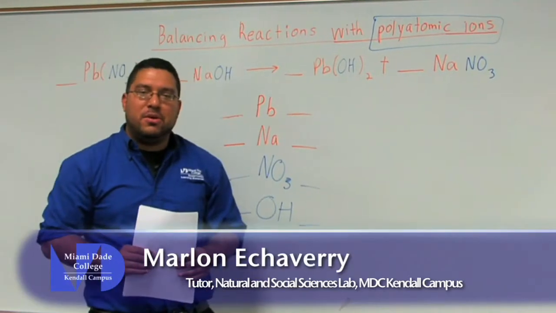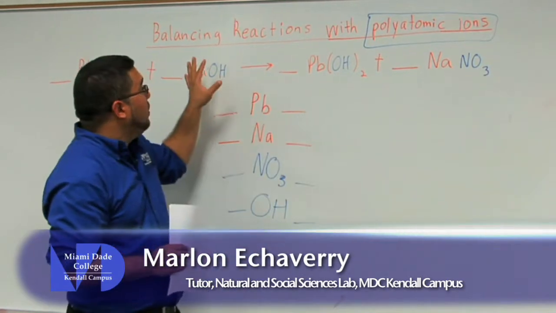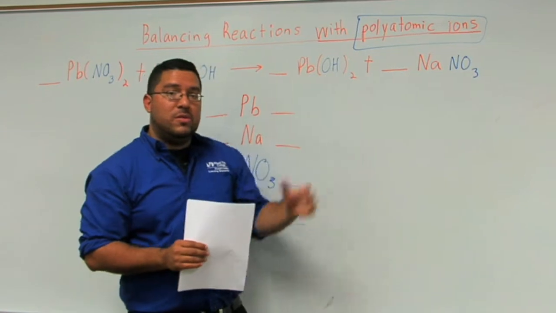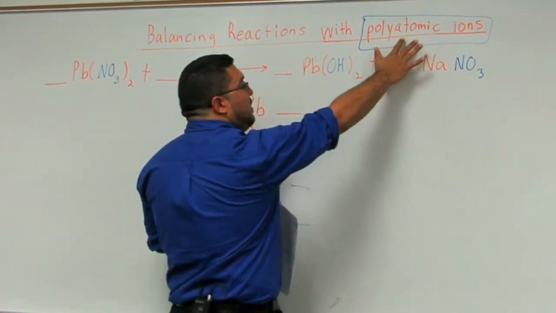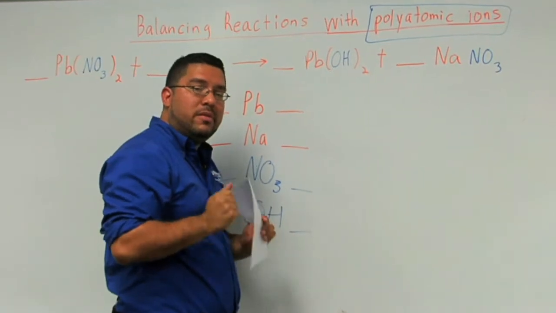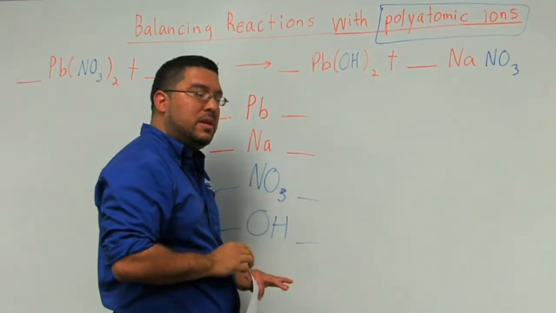Welcome back, guys, to the second part of our lecture. Before we were doing balancing chemical reactions, now we're going to be looking at it using what's known as the polyatomic ions. This is going to simplify the entire process a lot more, and you're going to be able to do it in a very quick fashion. So let's look at what I mean.